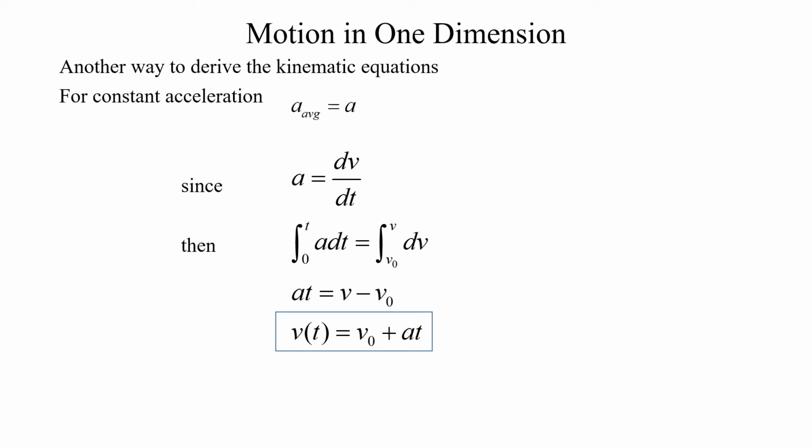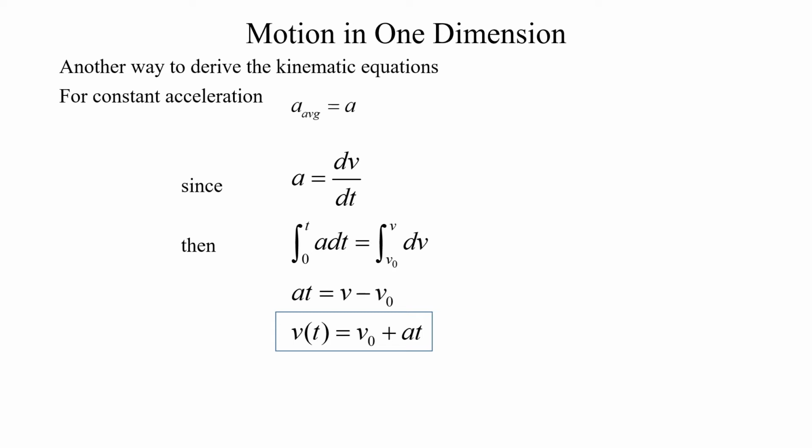So the integral of a dt gives me at, and the integral of dv just gives me v. But now my limits are going to be the velocity at t equals 0 and the velocity at the later time, which we just write as v. So the integral on the left side gives me at. The integral on the right side gives me v minus v naught. Now I solve for v, and I get v equals v naught plus at. Same equation we had before.